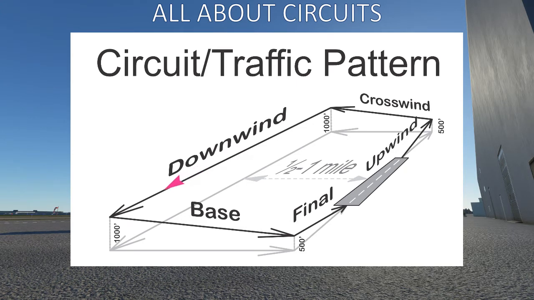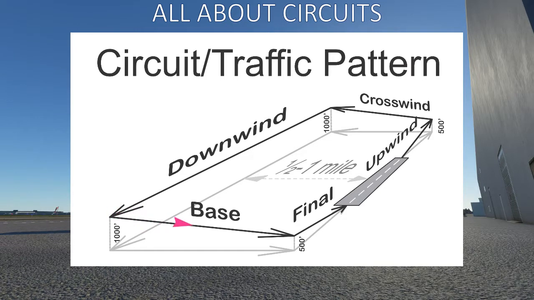The downwind will continue until you reach a point where you're basically about 45 degrees past the end of the runway, where you'll then start another 90-degree left turn onto what's called the base. As you start this left turn, you're also going to start descending so that on the base you reach about 500 feet just as you're ready to turn onto the last leg, the final leg.